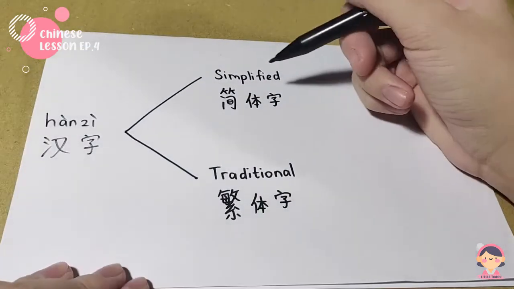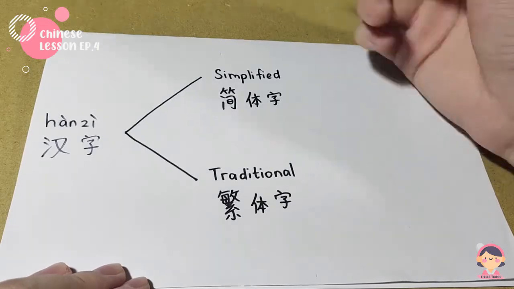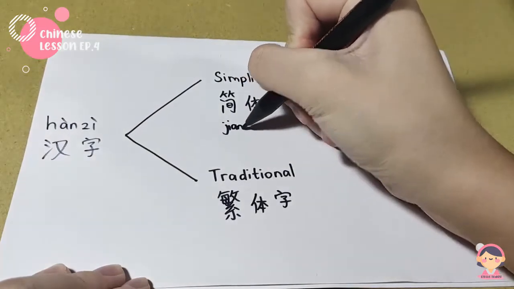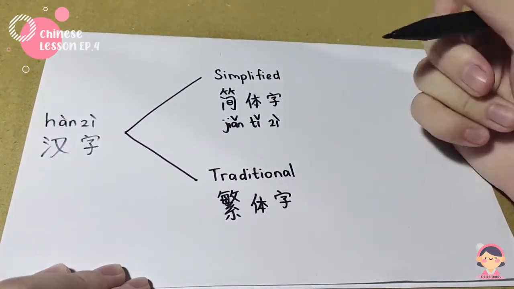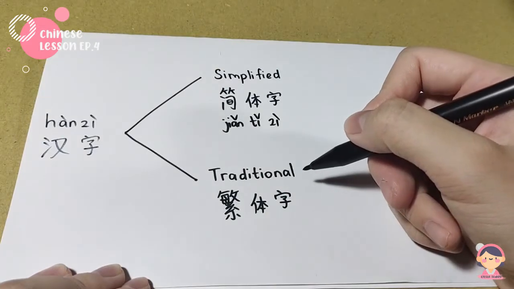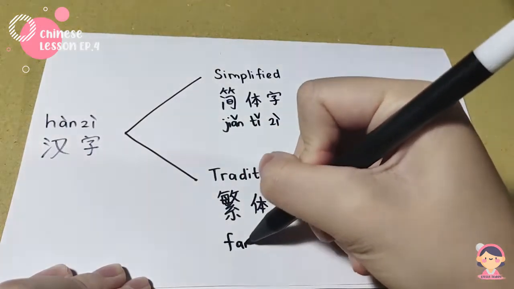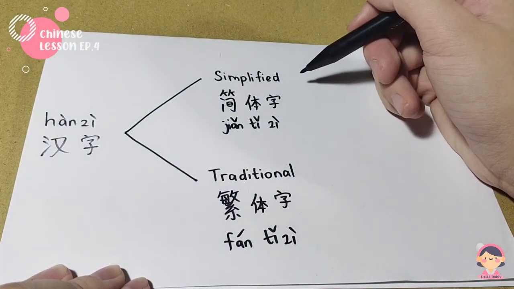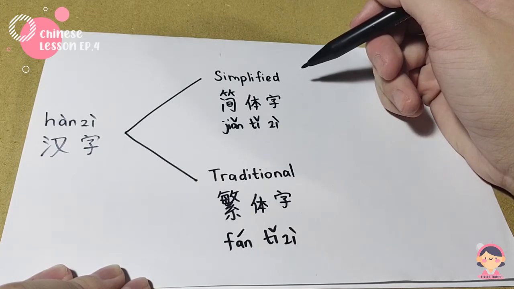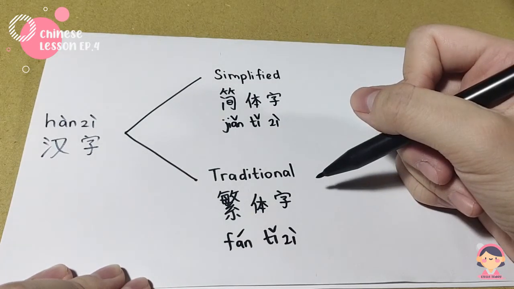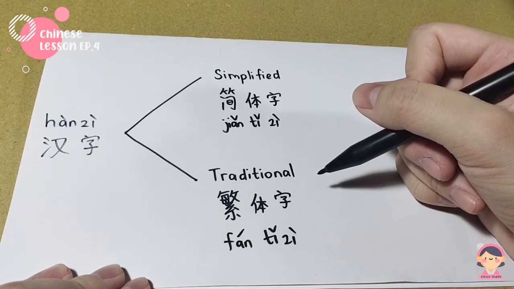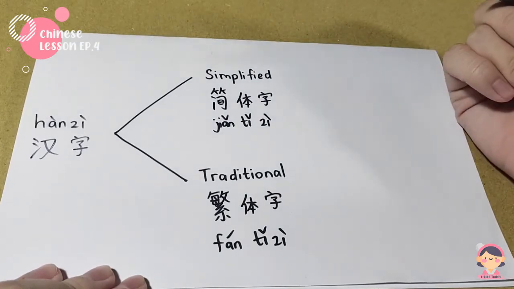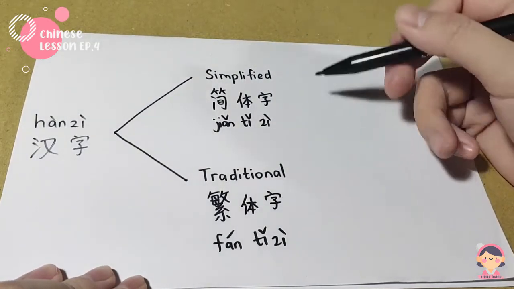So there are two types of Hanzi or the Chinese characters. The first one is simplified Chinese characters or 简体字. The second is traditional Chinese characters or 繁体字. Simplified Chinese characters are usually used in mainland China, and traditional Chinese characters are usually used in Taiwan and Hong Kong. So I'm gonna give you guys an example of the difference between these two.